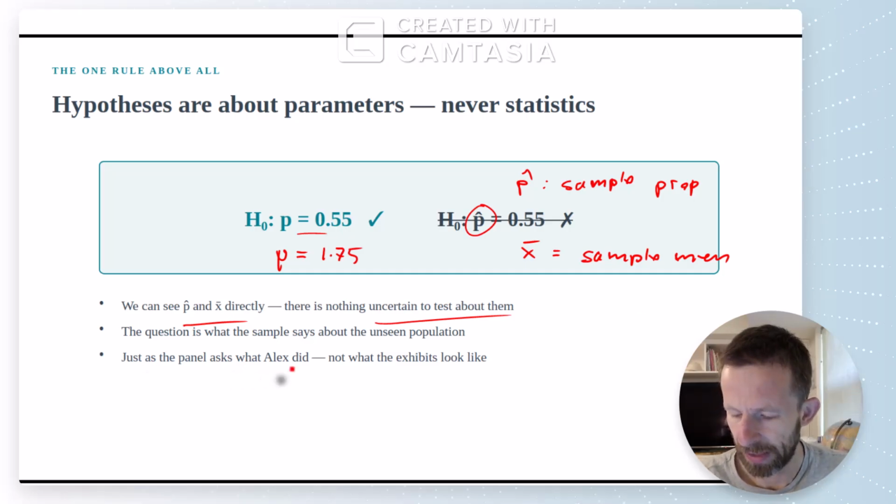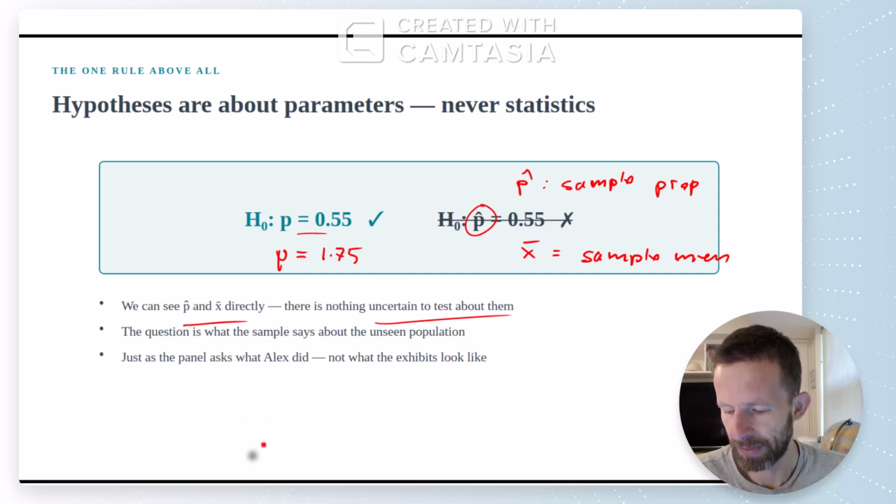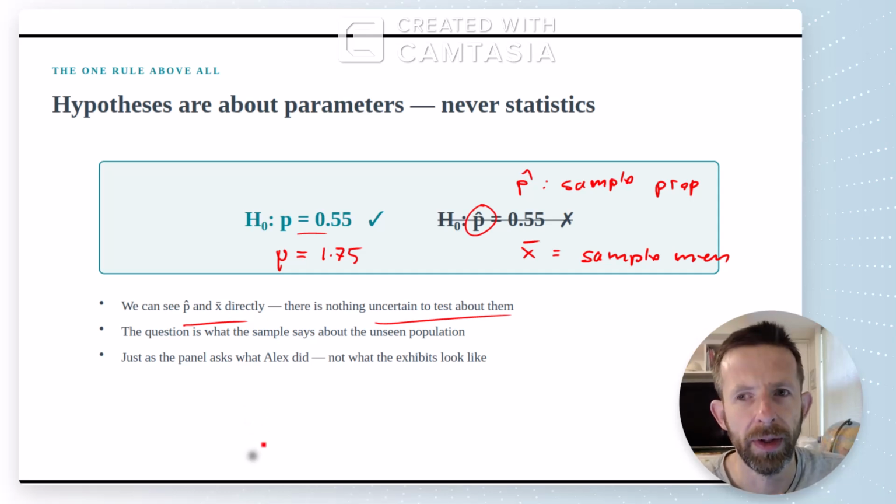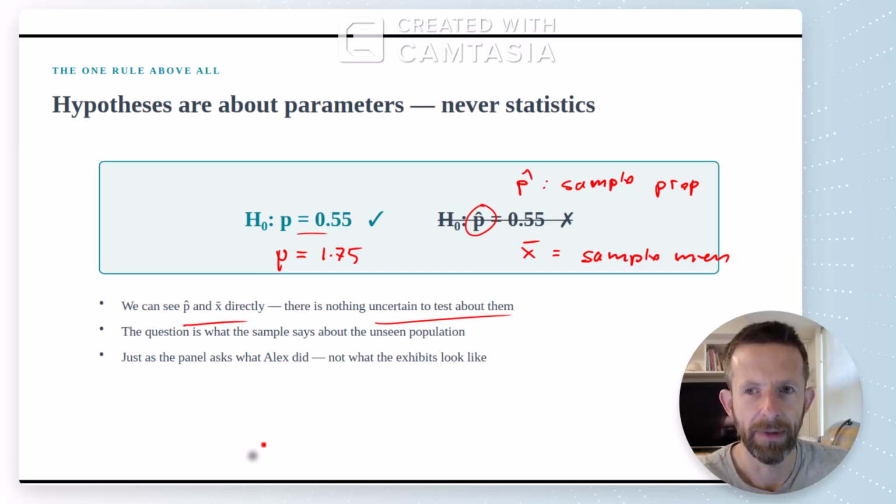So just as the panel asks what Alex did, not what the exhibits look like, we know what the evidence is. So we know Alex got a 97 on the final. But the question is, is there some underlying evidence? Does that lead us to conclude that he must have cheated?